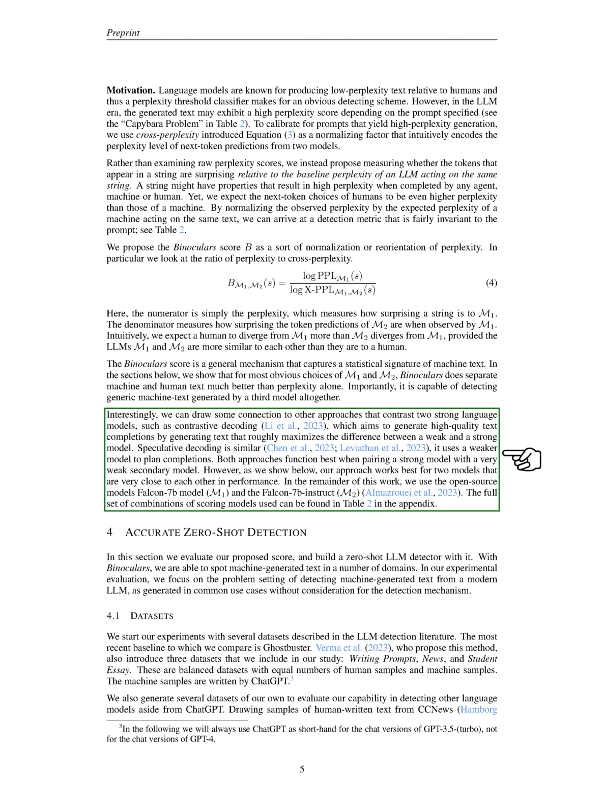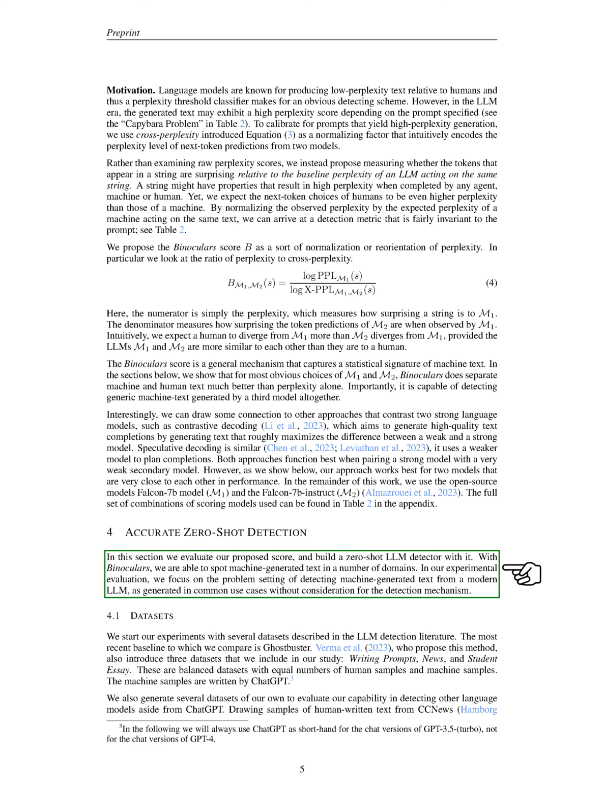Section: Accurate zero-shot detection. In this section, we'll discuss our newly proposed scoring system and how we've used it to create a zero-shot LLM detector, which we've named Binoculars. This tool allows us to identify text that has been generated by a machine across various domains. Our primary focus in this evaluation is to detect machine-generated text from a modern LLM, which is typically produced without any specific detection mechanism in mind.